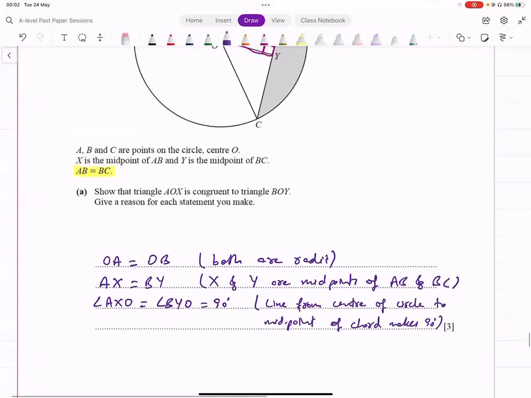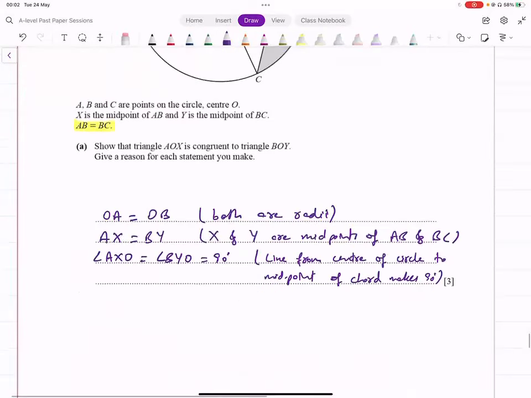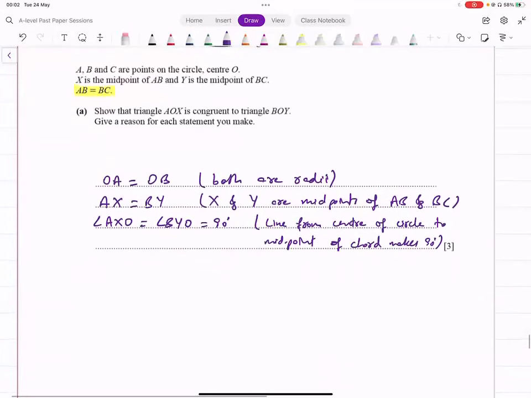So we've got a right angle, we've got the hypotenuse that they're equal, and we've got another side that is equal. So what can we say? We'll say AOX and BOY are congruent using which property? You'll have to write that down. Which property? I'm using RHS here. Okay? So that's one possibility. The RHS property is applying here. That's why they are congruent.